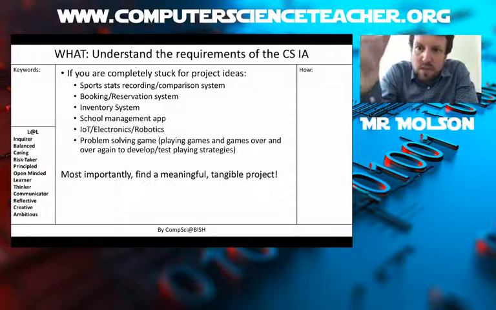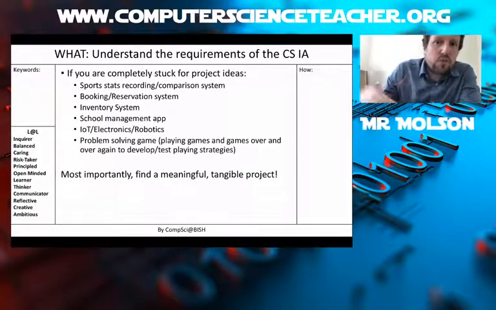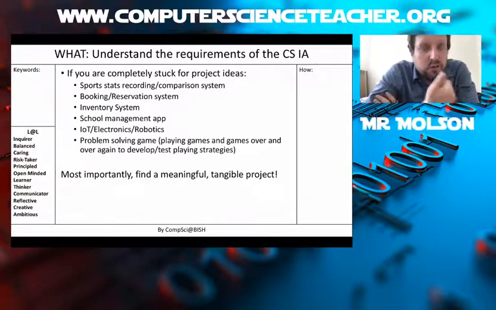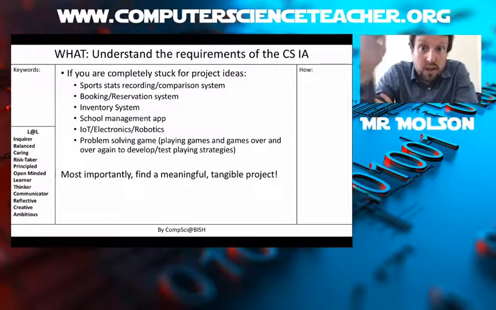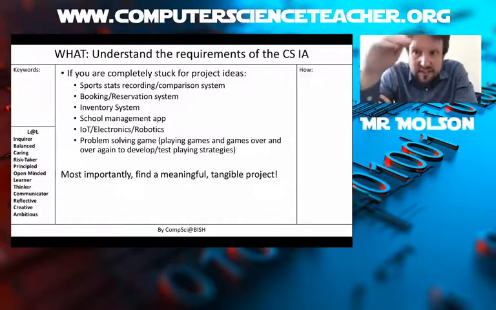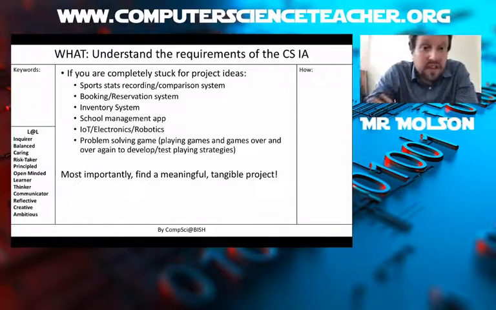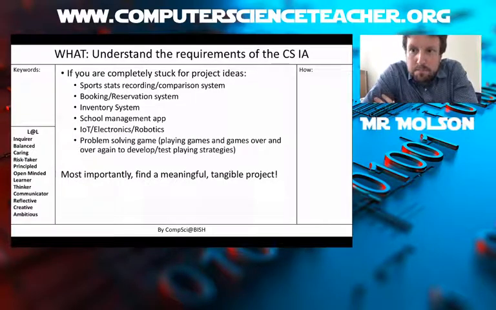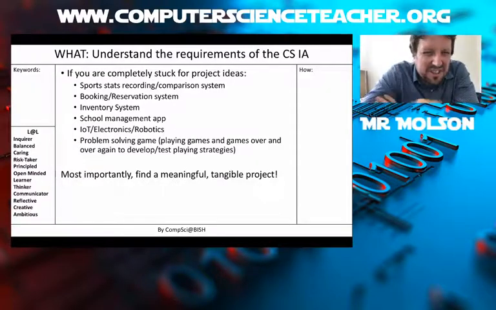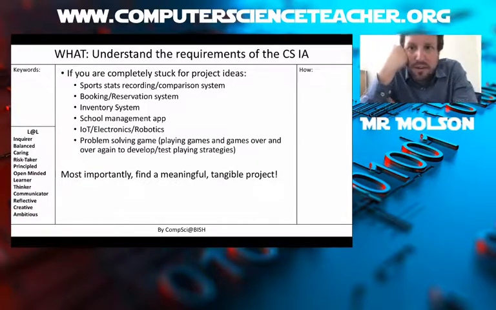So there is scope there for some kind of stats recording system, and there is scope for algorithmic thinking in terms of ordering stats and comparing stats, putting stats into various different formats such as charts and things. Okay. The idea of a booking reservation system, again, you need to think about where the algorithmic thinking is going to come along. Okay, an inventory system.